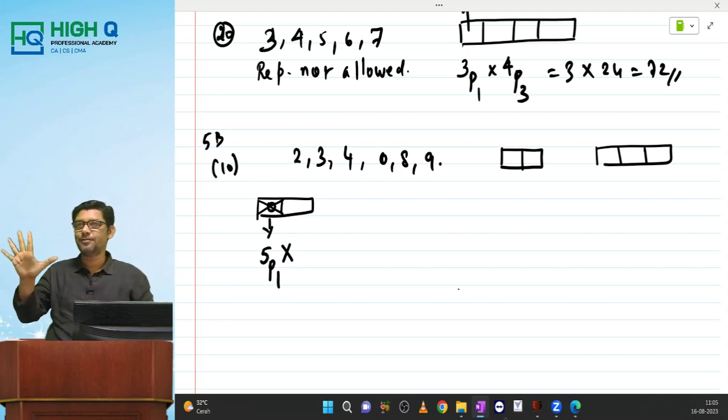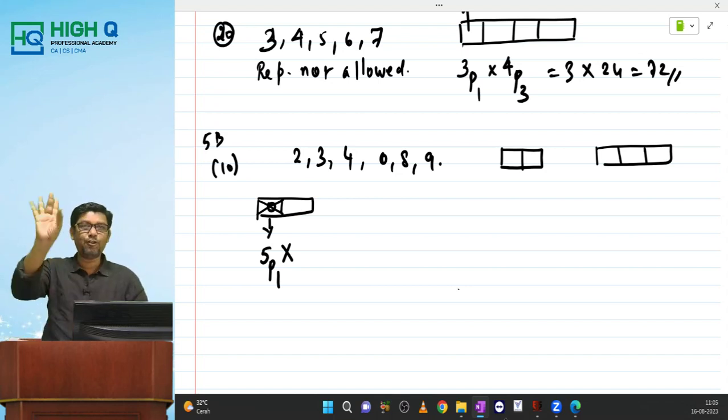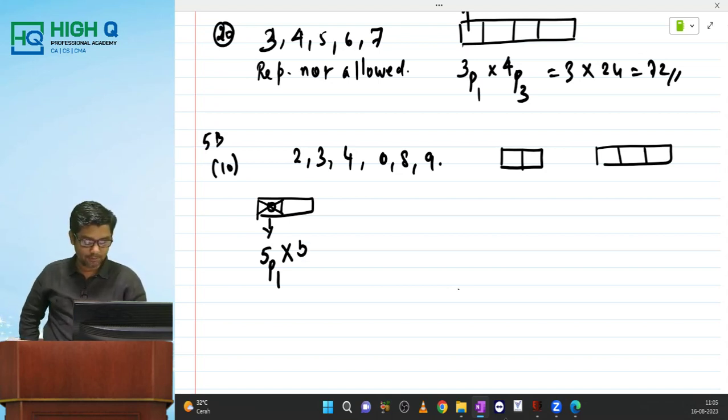4 or 5? Why 5? 0 can now be included. In the second digit, 0 can come now. So, out of 2, 3, 4, 8, 9, any one number is gone, so the remaining 4 and 0 also can be included. So, in how many ways can it be done again? Which is OR.